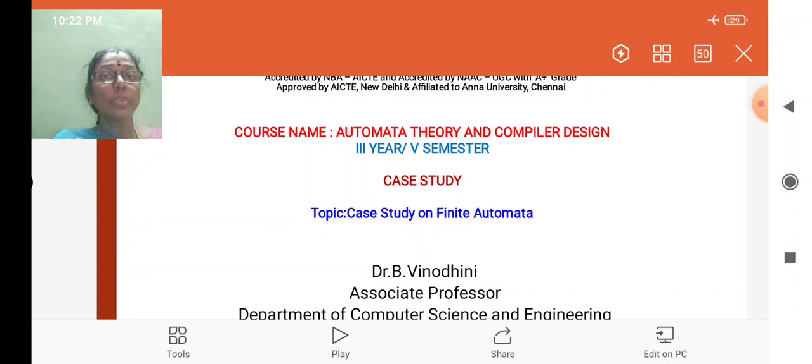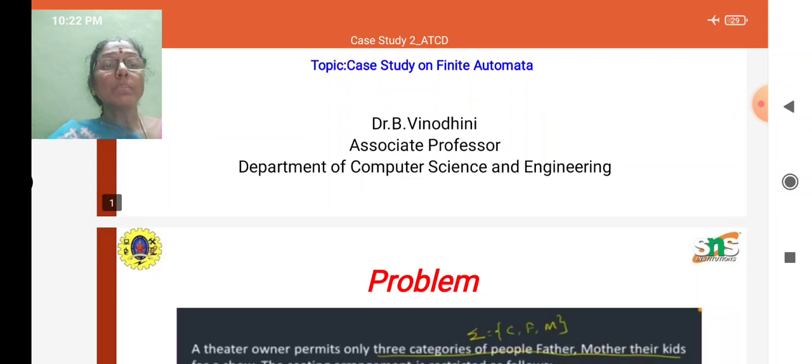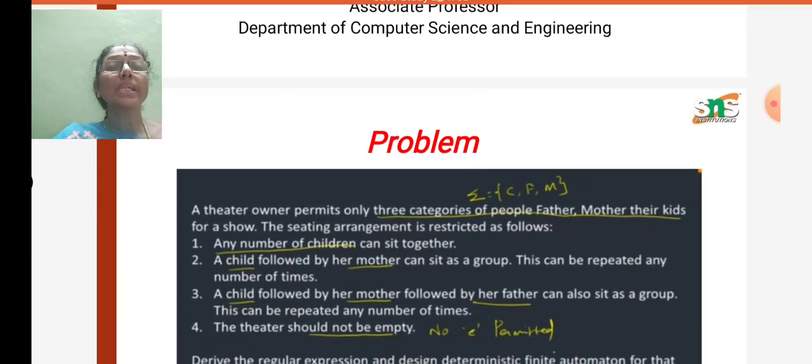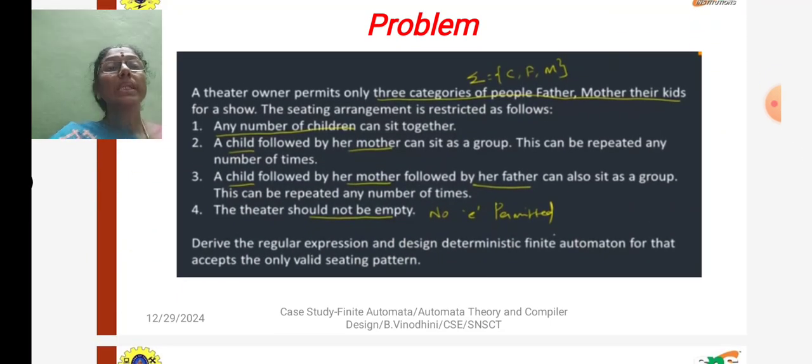In today's video, we are going to see one case study on deterministic finite automata. The problem statement is: a theater owner permits only three categories of people, that is a father, mother, and their kids, for a show. The seating arrangement is restricted as follows.